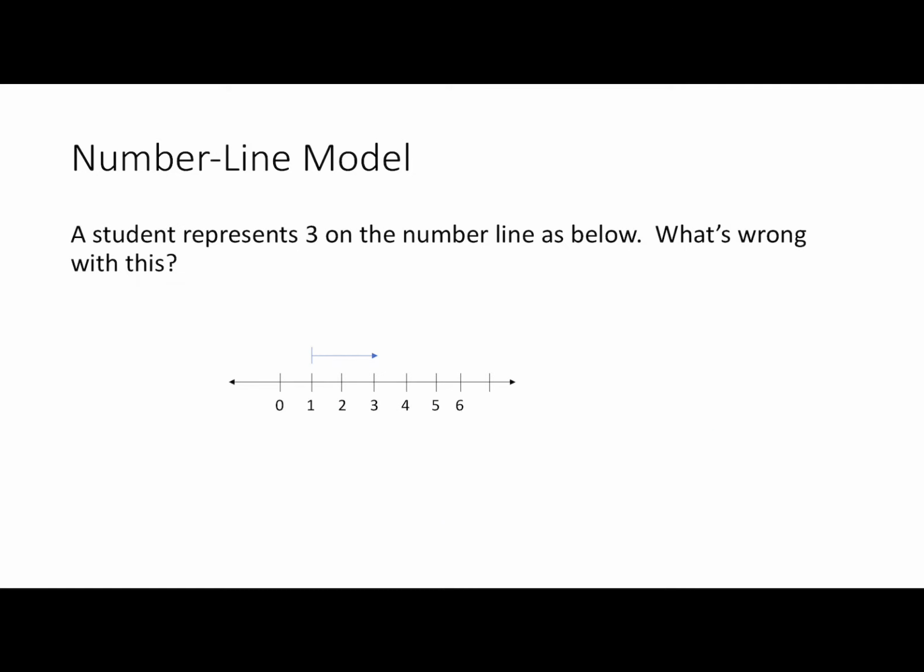Suppose you have a student who represents 3 on the number line on your screen. What's wrong with this representation? I'll give you a second to think about that. Okay, so hopefully what you noticed is that the length of this piece that they've drawn is actually only 2 units, right? This has length 2, not 3. So make sure that your students, when they're representing numbers, are starting at 0 and then going to that whole number. Okay, so this is how we would represent 3.